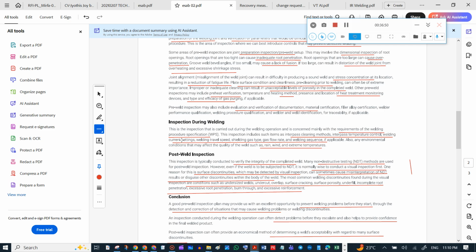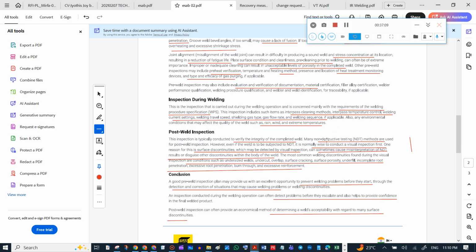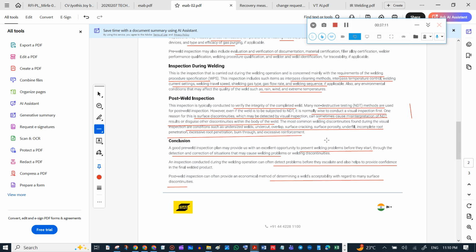Now, inspection during welding: we are checking the interpass cleaning methods, interpass temperature control, welding current settings, welding travel speed, shielding gas type, gas flow rate, welding sequence, etc. And also environmental conditions such as rain, wind, extreme temperatures, etc. Now, the post-weld inspection is to verify the integrity of the completed weld. Many non-destructive testing methods are used.